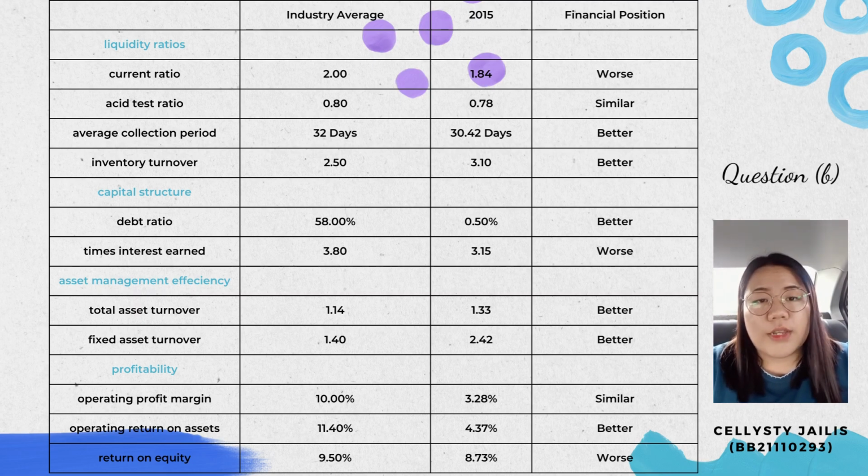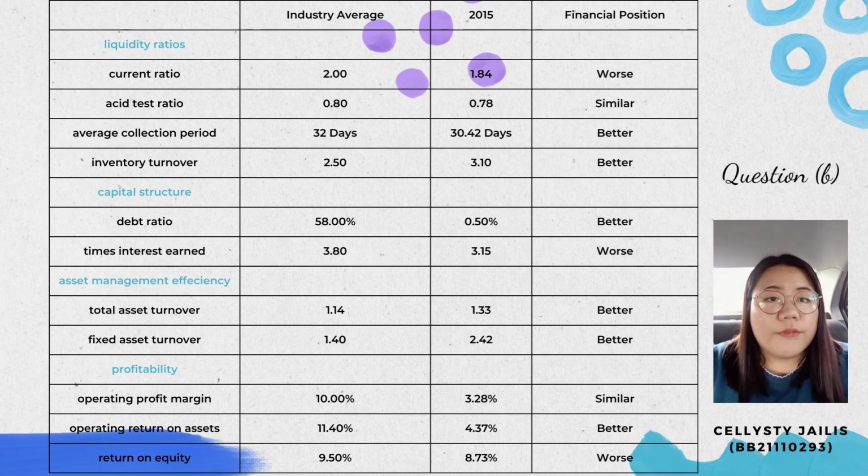Compared with industry average, it is 2.5. So, it is better since the higher the turnover, the lower the firm's investment in inventory. Move on to the capital structure. For debt ratio in 2015, it is 0.50%. Compared with industry average, it is 0.58%. So, it is better since a higher ratio indicates a greater reliance on non-owner financing of financial leverage.